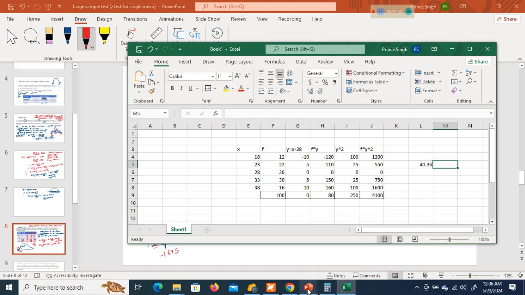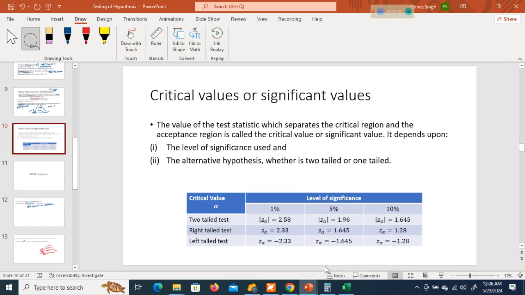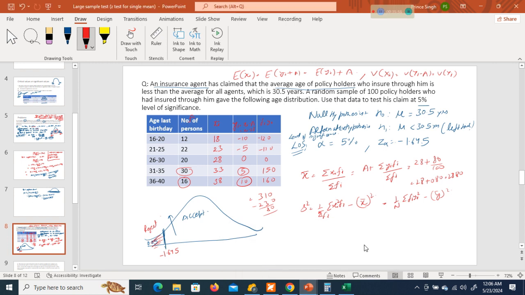Right, so what is the formula we have used here? Let me write here. Yeah, so its value comes out to be 1 upon 100 into 4100, and y bar comes out to be this one, 80 by 100, that is 0.8 square. So its value is 41 minus 0.64, so the answer comes out to be 40.36. This is the value of s square, right? So x bar is known, s square is known.